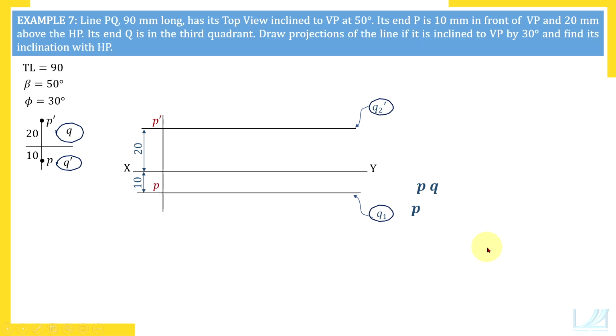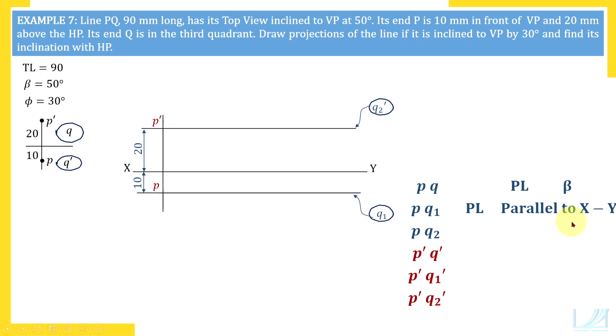Now 6 views: PQ, PQ1, PQ2, P dash Q dash, P dash Q1 dash, P dash Q2 dash. PQ has length PL, angle beta. PQ1 has length PL. It is horizontal. That is why we say that on this horizontal line Q1 is. PQ2 has true length and angle phi. P dash Q dash has length EL, angle alpha. P dash Q1 dash has true length, angle theta, and P dash Q2 dash has length EL and it is parallel to XY line.